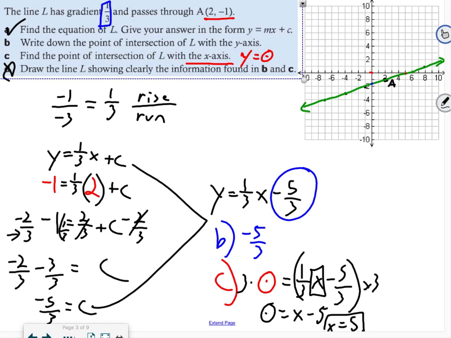Okay, and again, I can verify that idea that x is equal to 5 on my graph, right? And this is my x-intercept. Okay, and again, connecting all these ideas together, I see I have my slope of up 1/3. I see that my y-intercept is here at negative 5/3.